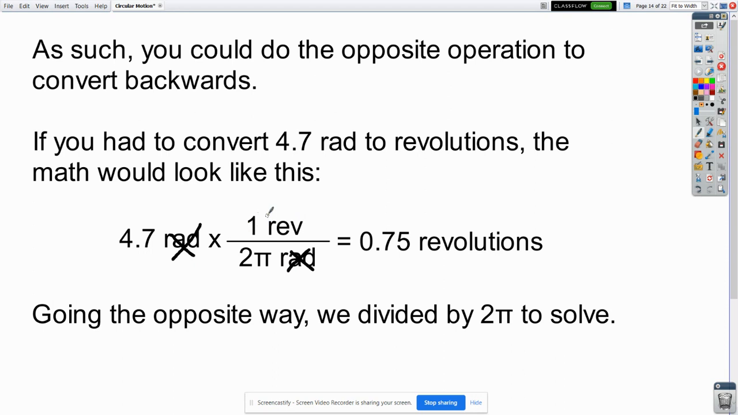Ignoring the 1 because it doesn't do anything mathematically, the 2 pi is on the bottom, so we divide by it. 4.7 divided by 2 pi, or 6.28, is 0.75 revolutions. So it went around 3/4 of a circle. Again, using the operation, instead of multiplying to go from revolutions to radians, we divide to go from radians back to revolutions.